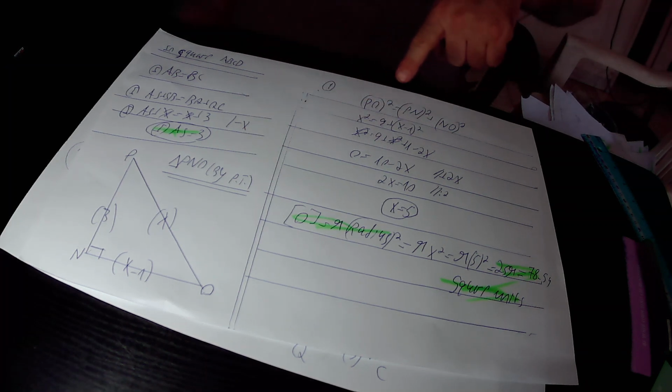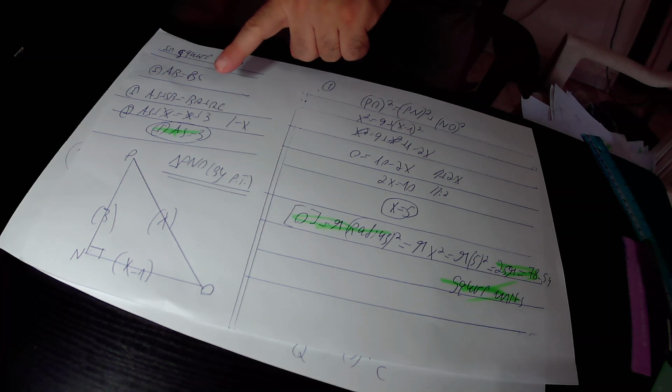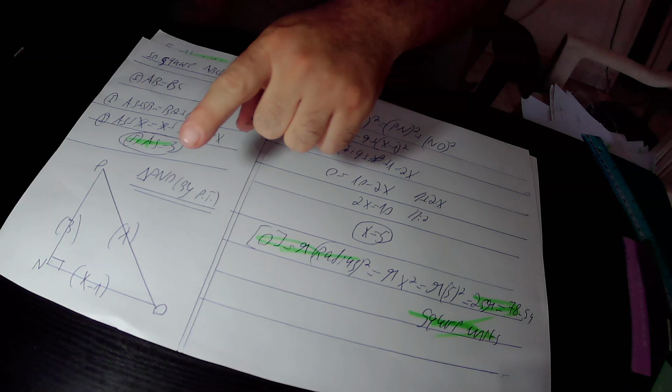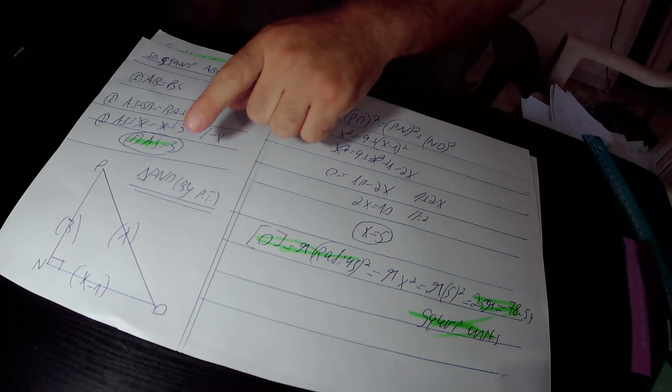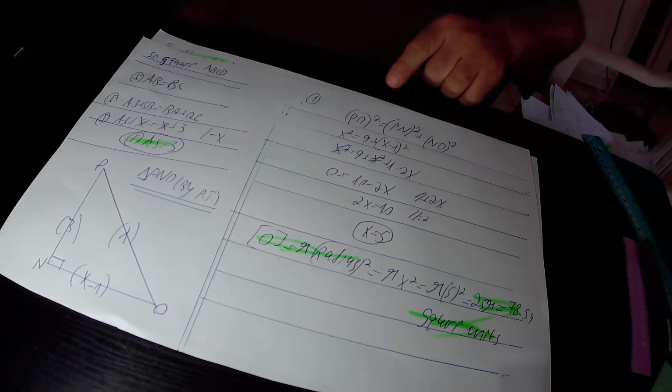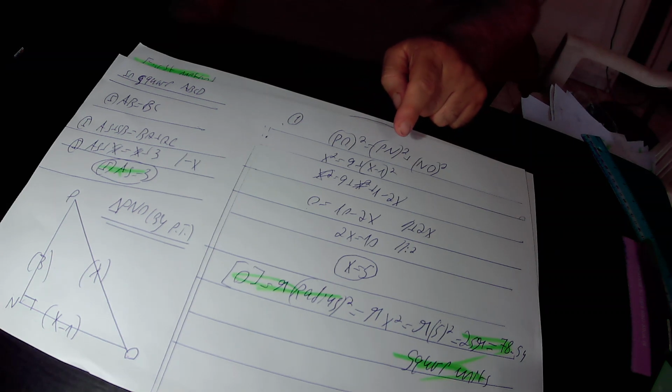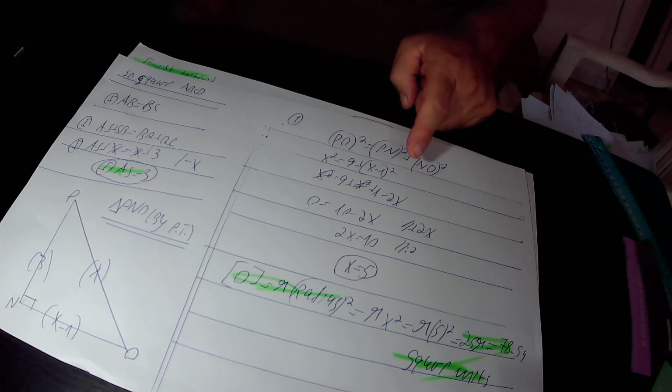PO is x, therefore PO squared is x squared, it equals PN squared. PN is 3, therefore PN squared is 3 squared, that is 9, plus NO squared. NO is x minus 1, therefore NO squared is (x minus 1) squared. So in total, we found out that x squared equals 9 plus (x minus 1) squared. (x minus 1) squared equals x squared plus 1 squared, that is 1, minus 2 times x times 1, that is minus 2x.